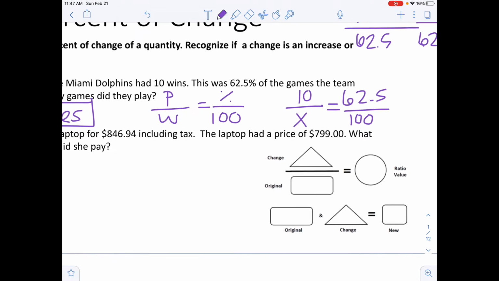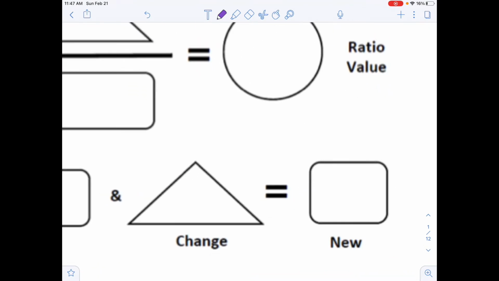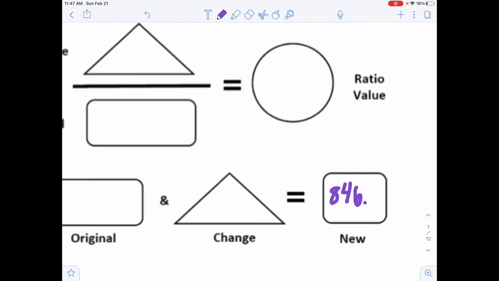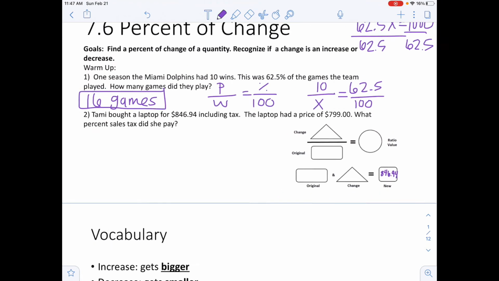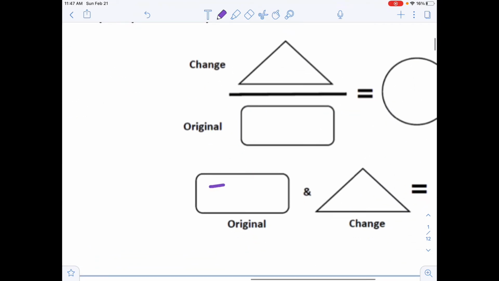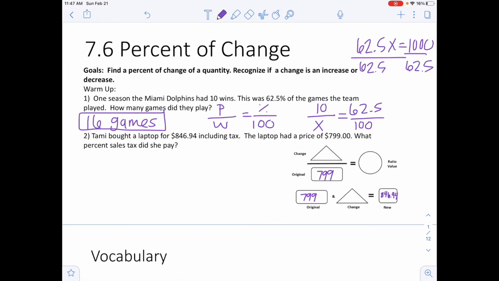I'm going to use the shapes here to model how to use them. So we know that the total was $846.94, so I'm going to plug that in here. We know that the original laptop was $799, so I'm going to plug that in for both originals. And then my goal is to figure out the percent of sales tax.